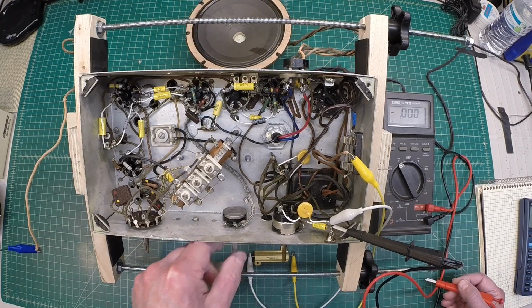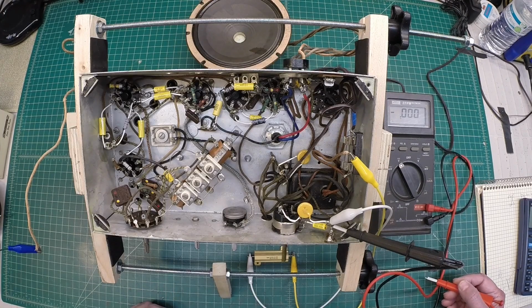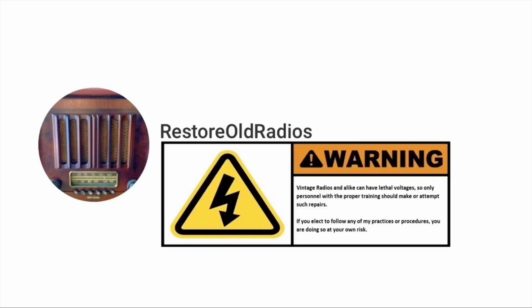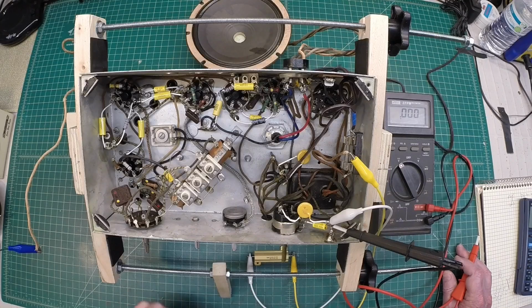You guys can see after doing the recapping and getting the out of tolerance resistors replaced, the radio's playing really well. An RF alignment still needed, of course. We'll go ahead and check some of the voltages again. If you don't have the knowledge or training to do so, I advise you don't do so, and of course if you elect to do so, you're doing so at your own risk. Again, you're dealing with extremely high voltages that can be lethal.